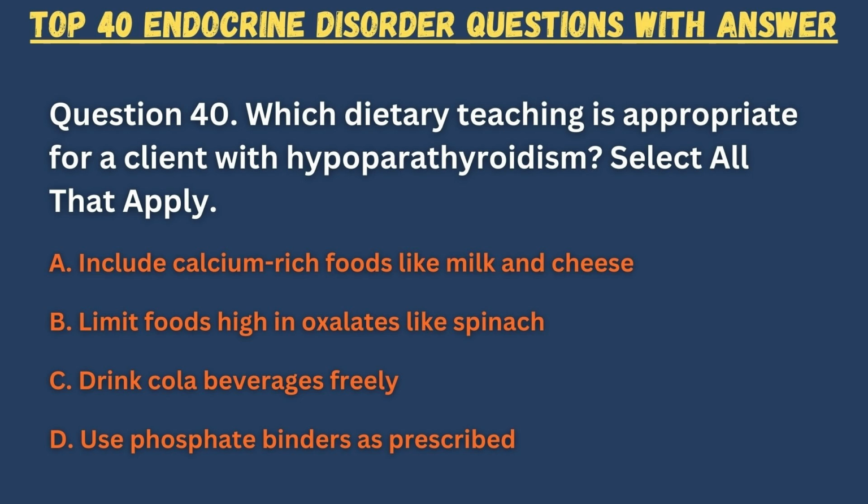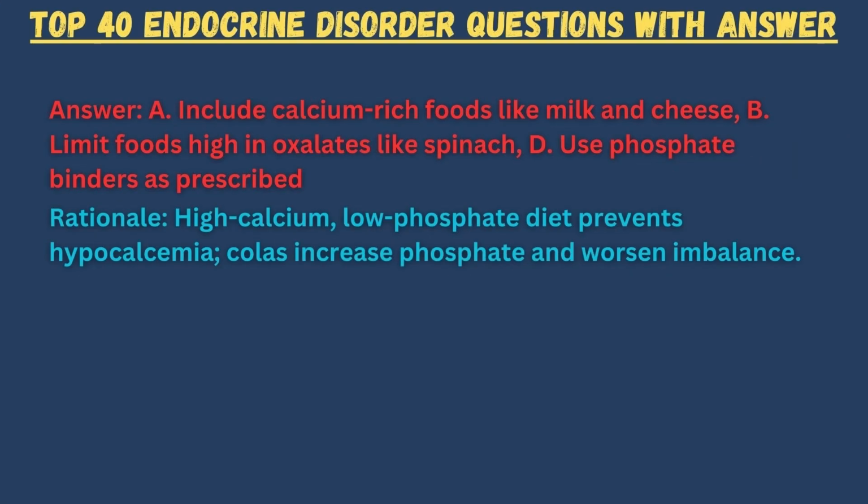C. Drink cola beverages freely. D. Use phosphate binders as prescribed. Answer. A. Include calcium-rich foods like milk and cheese. B. Limit foods high in oxalates like spinach. D. Use phosphate binders as prescribed. Rationale. High calcium, low phosphate diet prevents hypocalcemia. Colas increase phosphate and worsen imbalance.